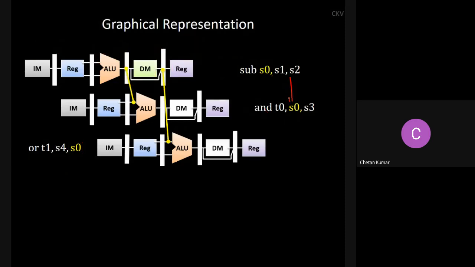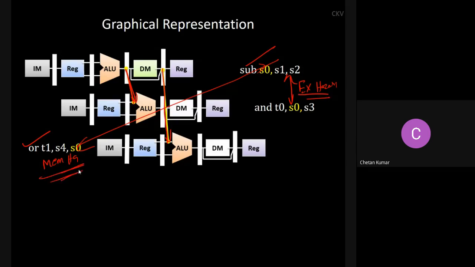Now, if this is the data dependency, then we call it an EX hazard. Okay, this condition we call it an EX hazard, and this condition, where there is a data dependency between the first instruction and the third instruction, we call it a MEM hazard. That depends on from where you are actually forwarding: from the output of the EX stage or from the output of the MEM stage. So that is how this has been classified. So this is called an EX hazard, and this is called a MEM hazard. Okay, so more details I'll tell you as we go on.